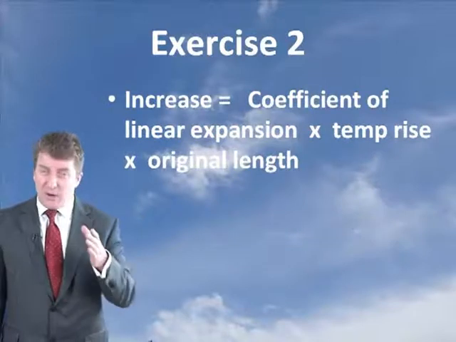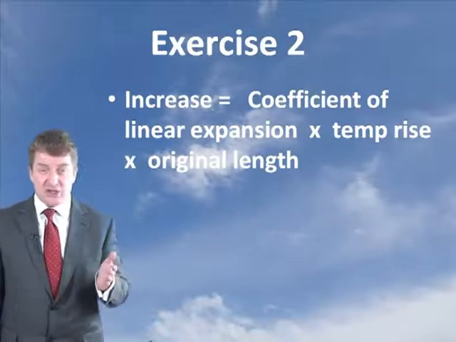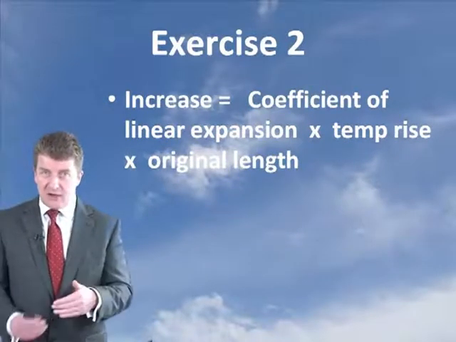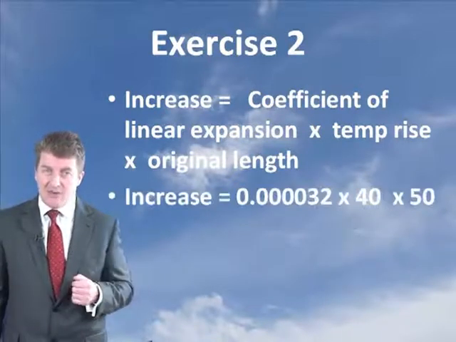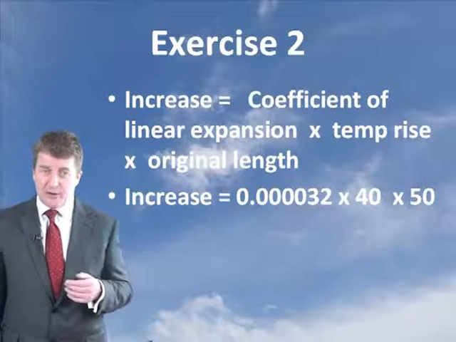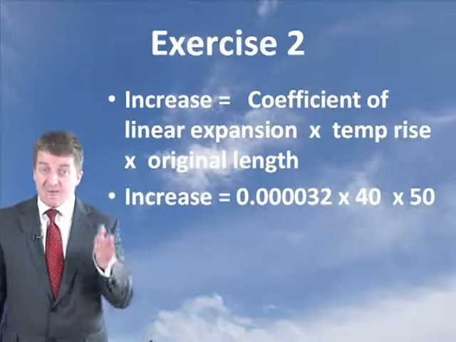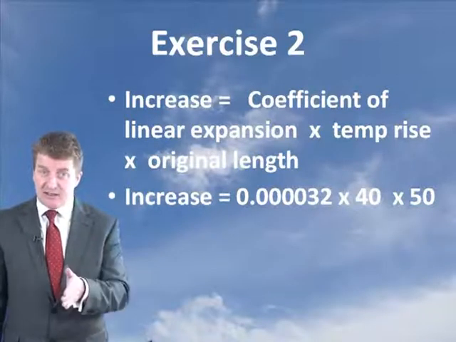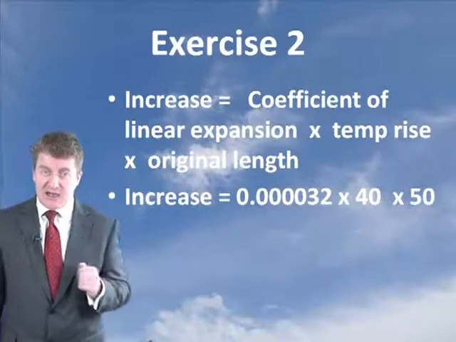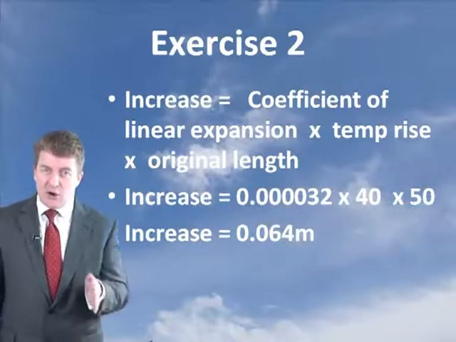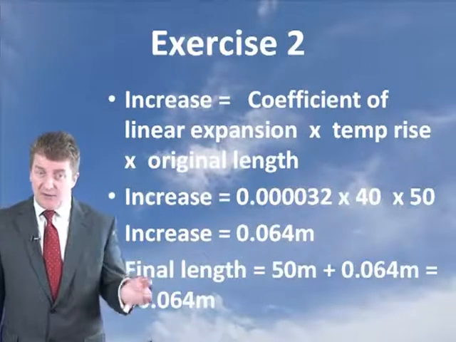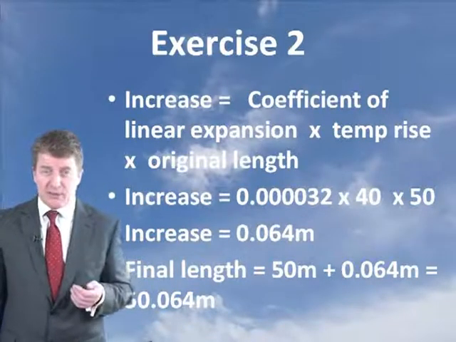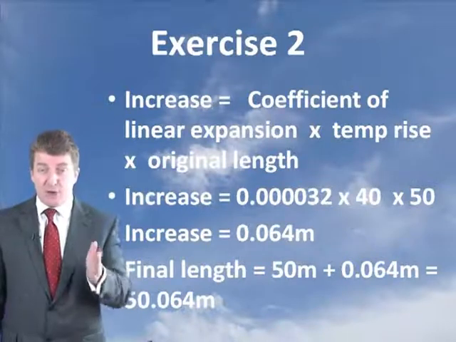First of all, you want to determine the expansion. The expansion is the coefficient of linear, because you want to talk about linear expansion, times the temperature rise times the original length. If you put these in, you get 0.00032 times 40, which is the temperature increase, times the original length, which is 50, and the increase is 0.064 metres. And the final length is 50 plus 0.064 metres, which is 50.064 metres. That's how you do that.